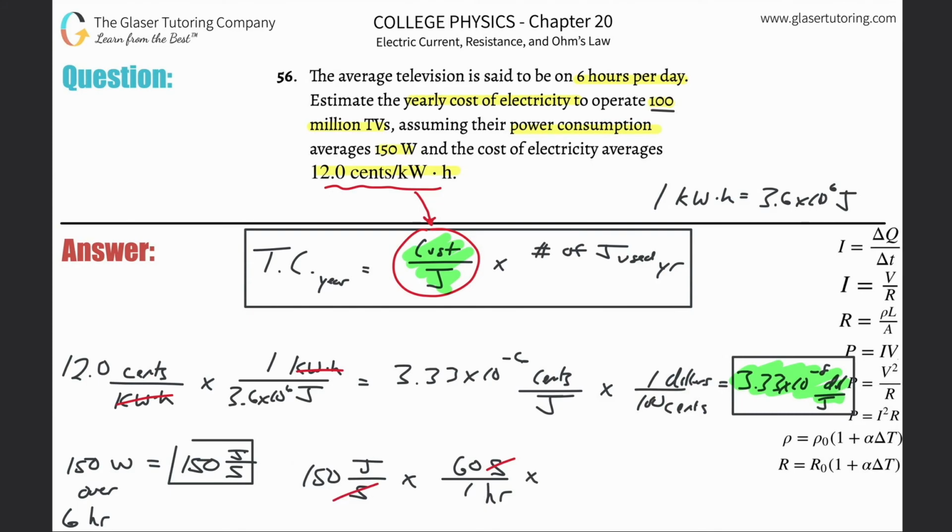I want just joules. So now what I have to do is multiply them by the number of hours, in other words, 6 hours that this single TV is operating. So let's calculate. So we got 150 times 60.